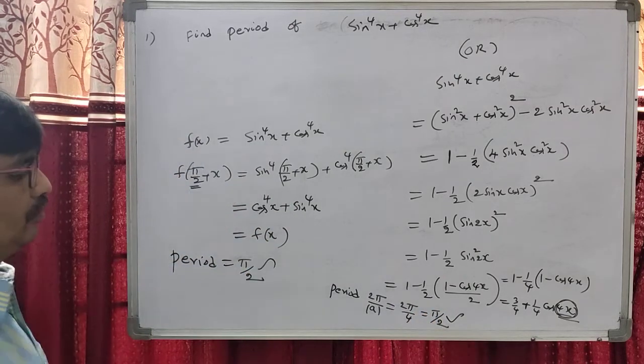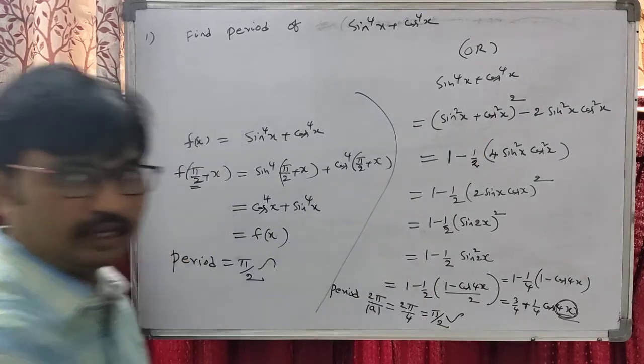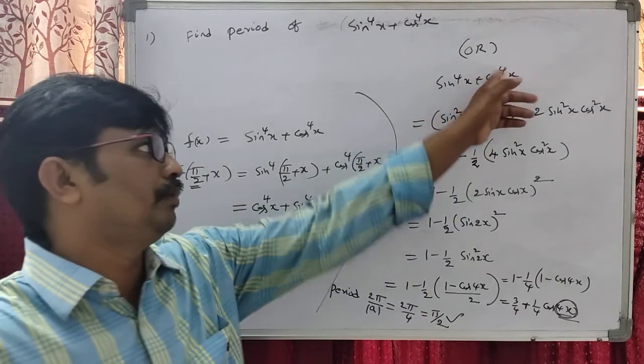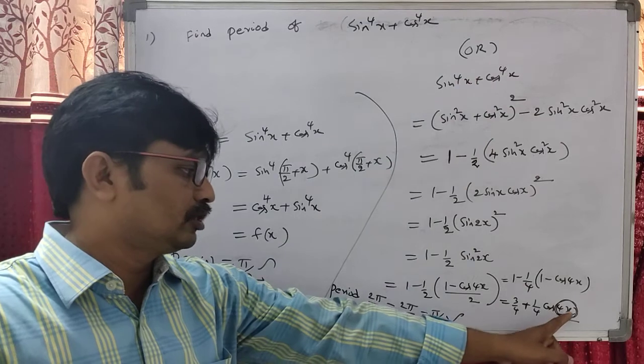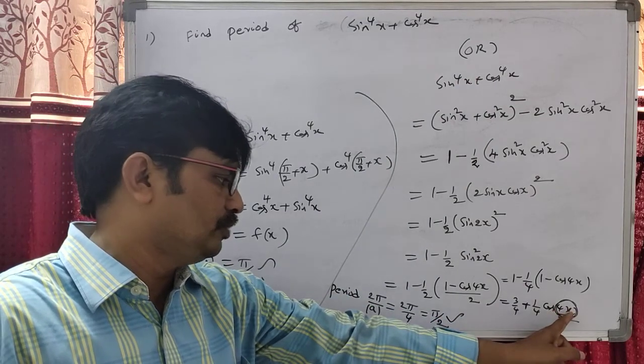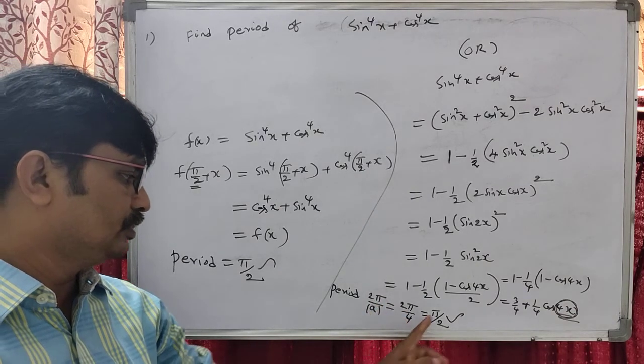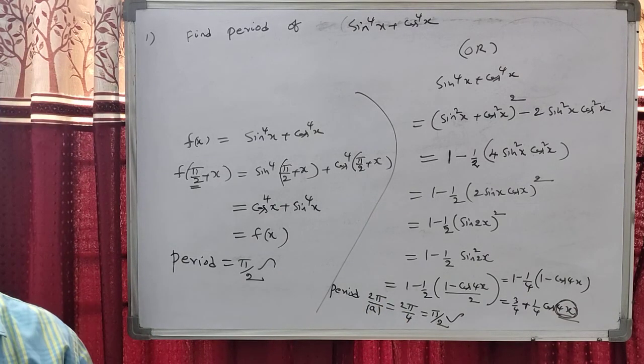Similarly, whichever method you take, there is no problem. First you can remove the powers and write just the coefficient of x. The period of cos of ax plus b is 2 pi by modulus of a, and 2 pi by mod 4 is pi by 2. Okay students.